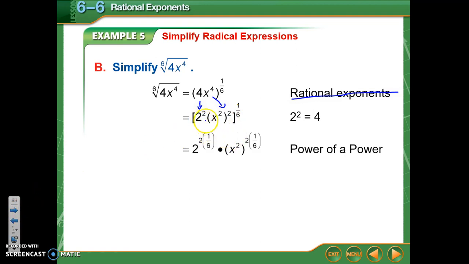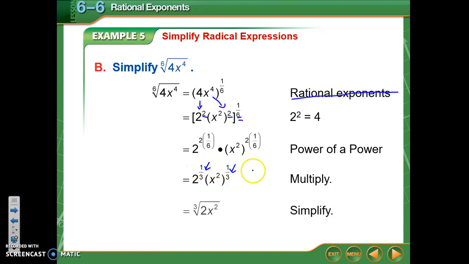So then that's basically 2 squared to the 1/6. So I have to multiply this exponent by the 1/6, and I'm going to multiply this exponent of 2 by the 1/6. So I have 2 squared to the 1/6, which gives me 2 to the 2/6, and x squared squared to the 1/6. So I multiply those based on rules of power of a power. And notice now they both have the same exponent of 1/3. So I have 2 to the 1/3 and x squared to the 1/3.